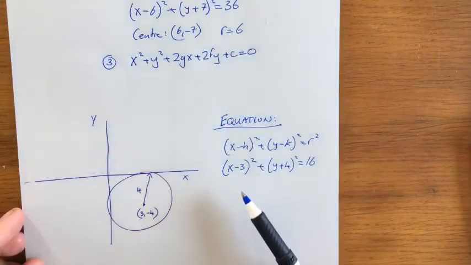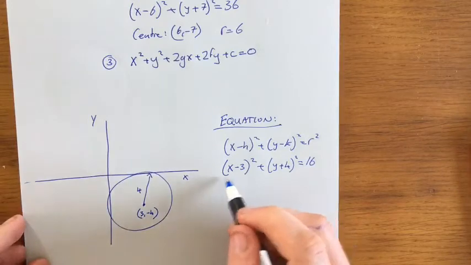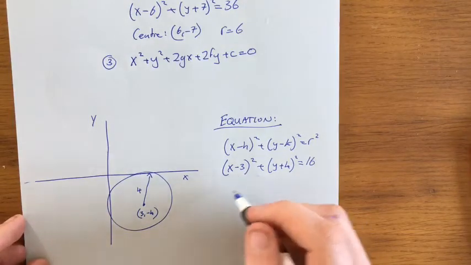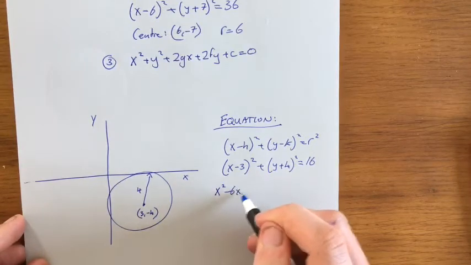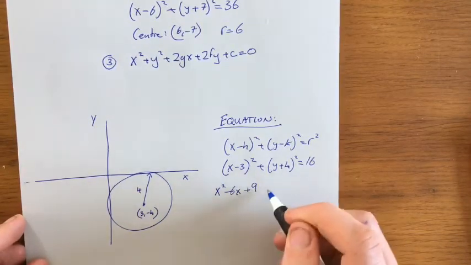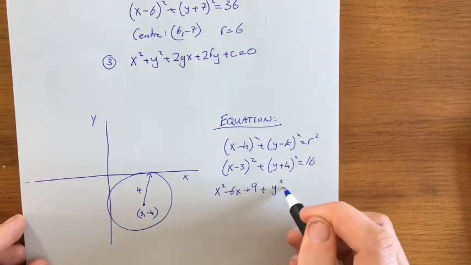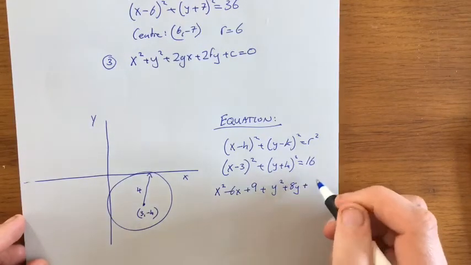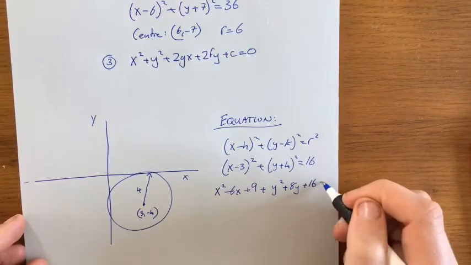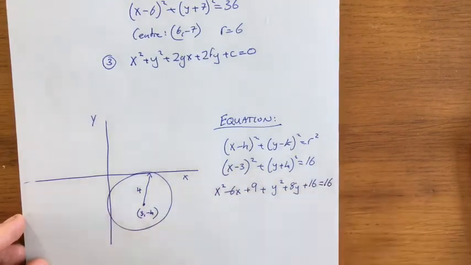So let's do that. It's multiplying out brackets, so I'm just going to do this very quickly. x squared minus 6x plus 9, and if you multiply out this, you're going to get y squared plus 8y plus 16, and then the whole thing has to equal 16.